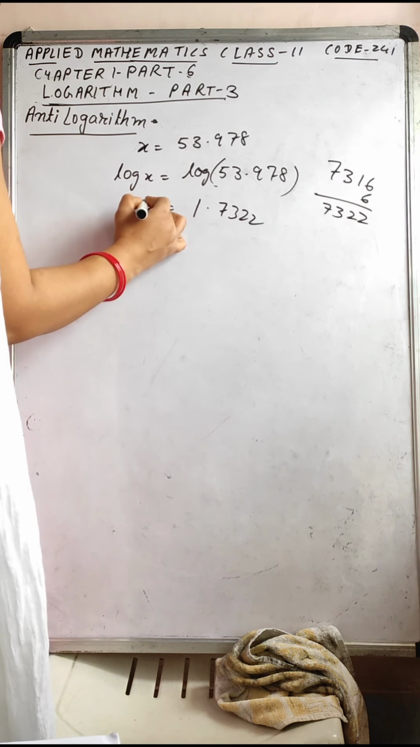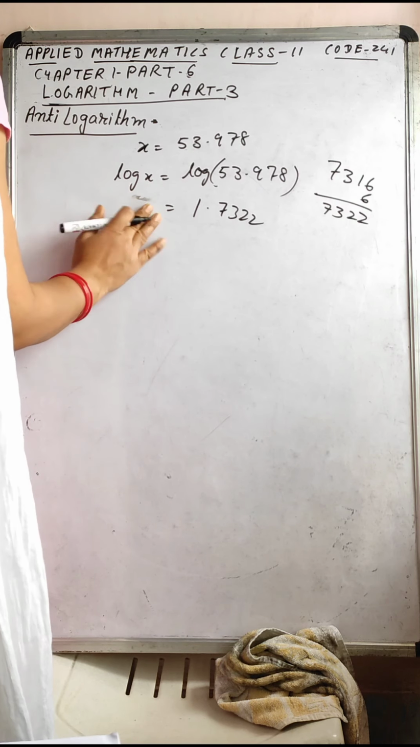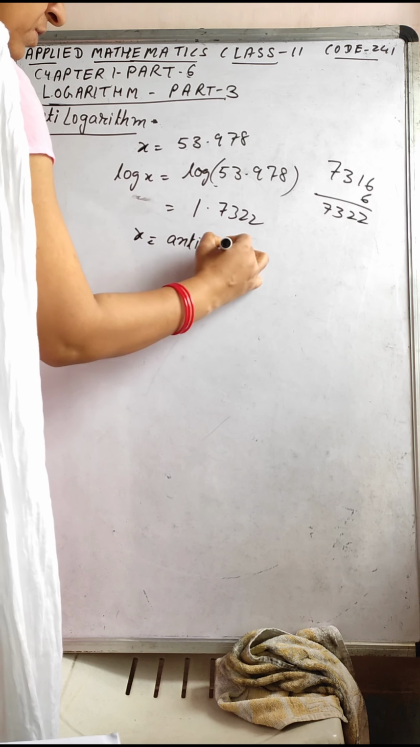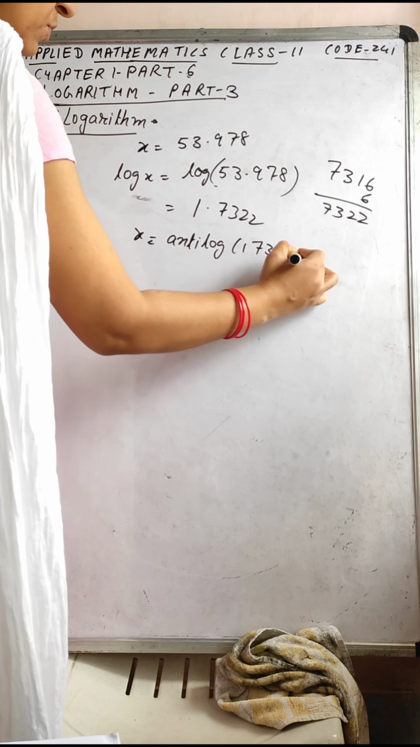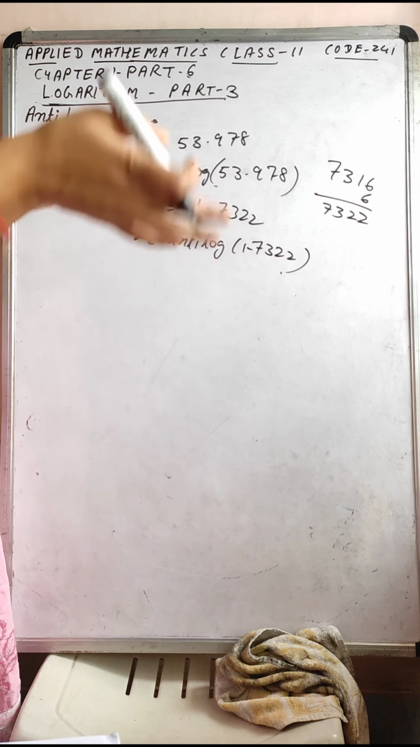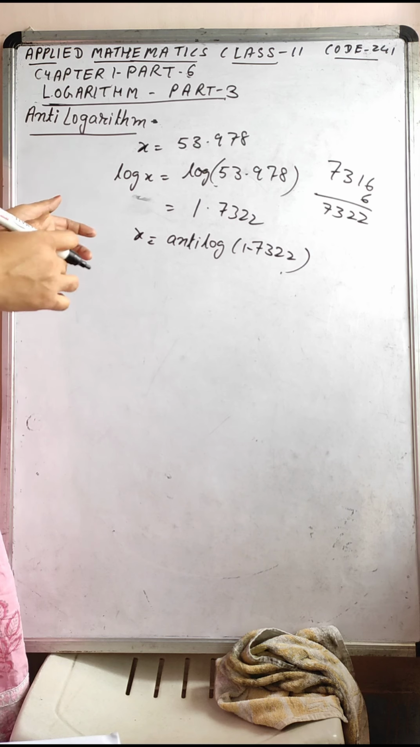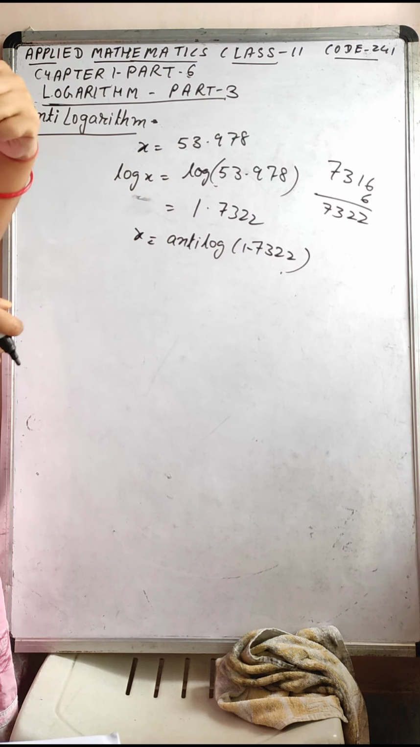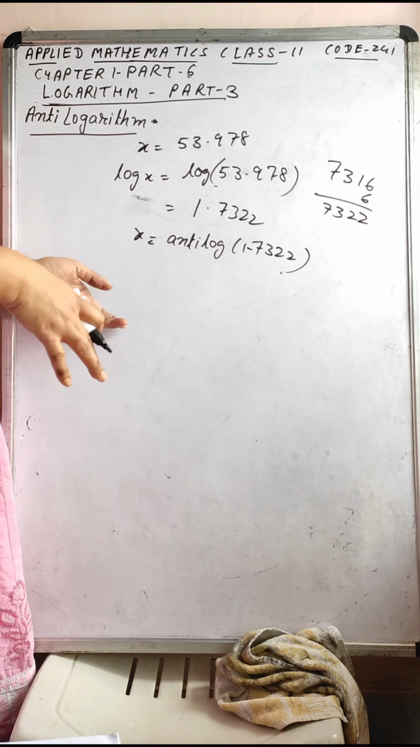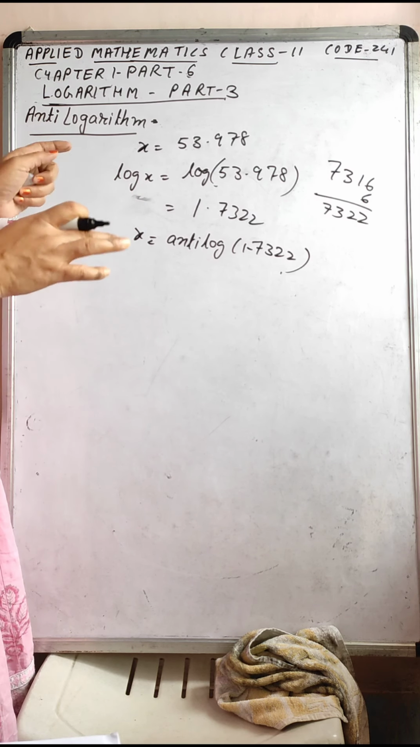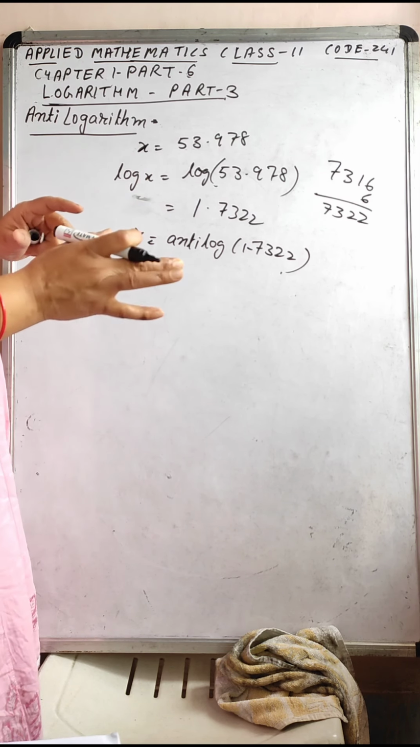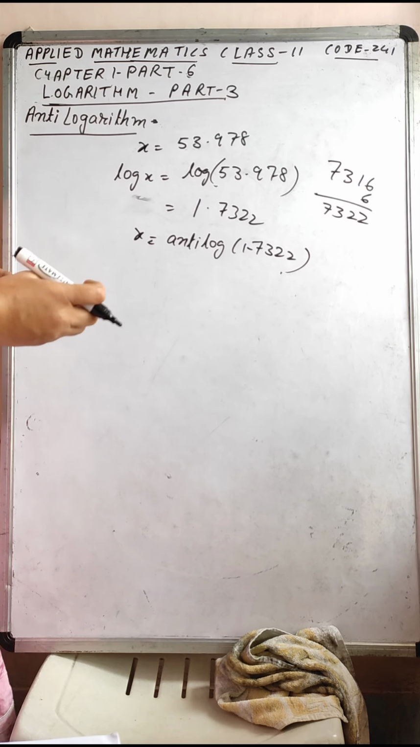But the x value we are not knowing. So actually the x value will be equal to anti-log of 1.7322. Now for the anti-log also, you are provided one anti-log table at the end of your book, so that you will see it to find the anti-log of this. Now what is anti-log? We can say anti-log is the reverse or the converse of logarithm.